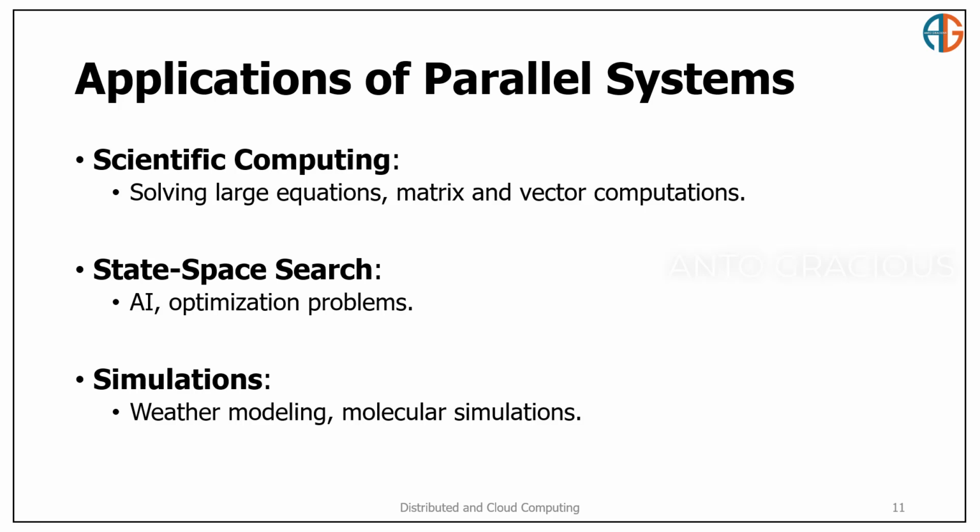Applications of parallel systems. Parallel systems have a wide range of applications. Here are some examples. Scientific computing: large-scale computations like simulating climate change or analyzing DNA sequences. State space search: in artificial intelligence, parallel systems are used for tasks like optimization and decision making. Simulations: parallel systems power complex simulations in areas like weather forecasting and molecular biology. For instance, NASA uses parallel systems for space simulations, and companies like Tesla utilize them for autonomous driving simulations.